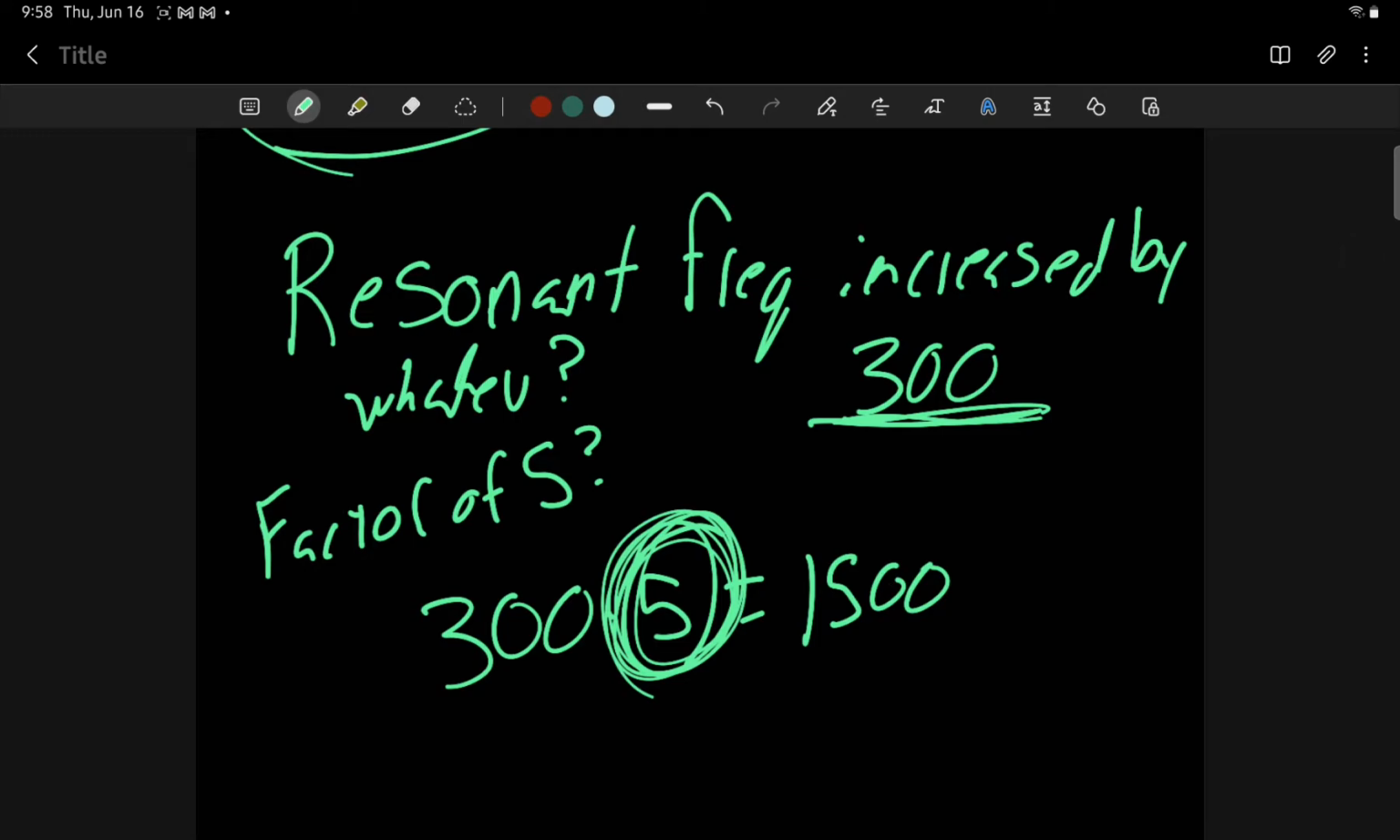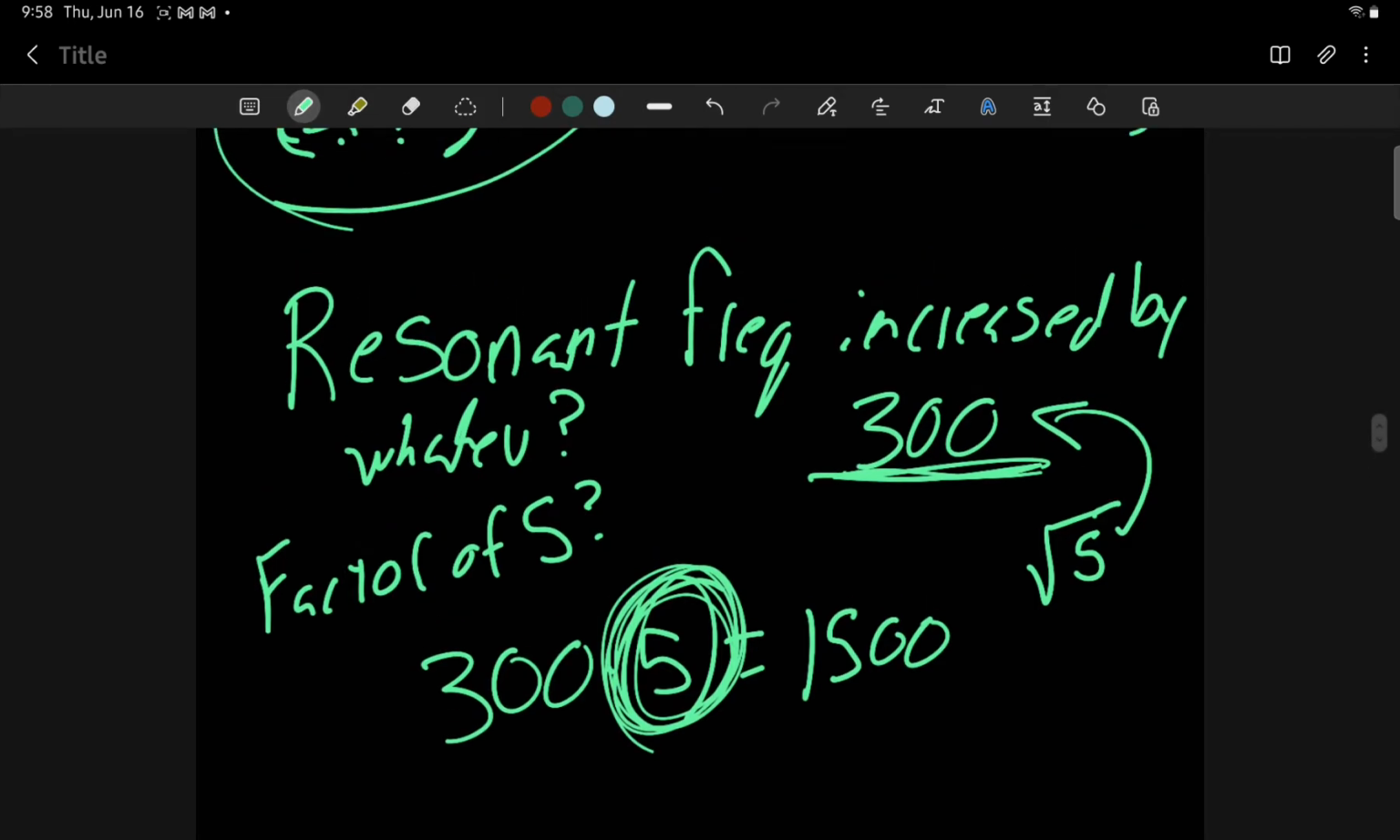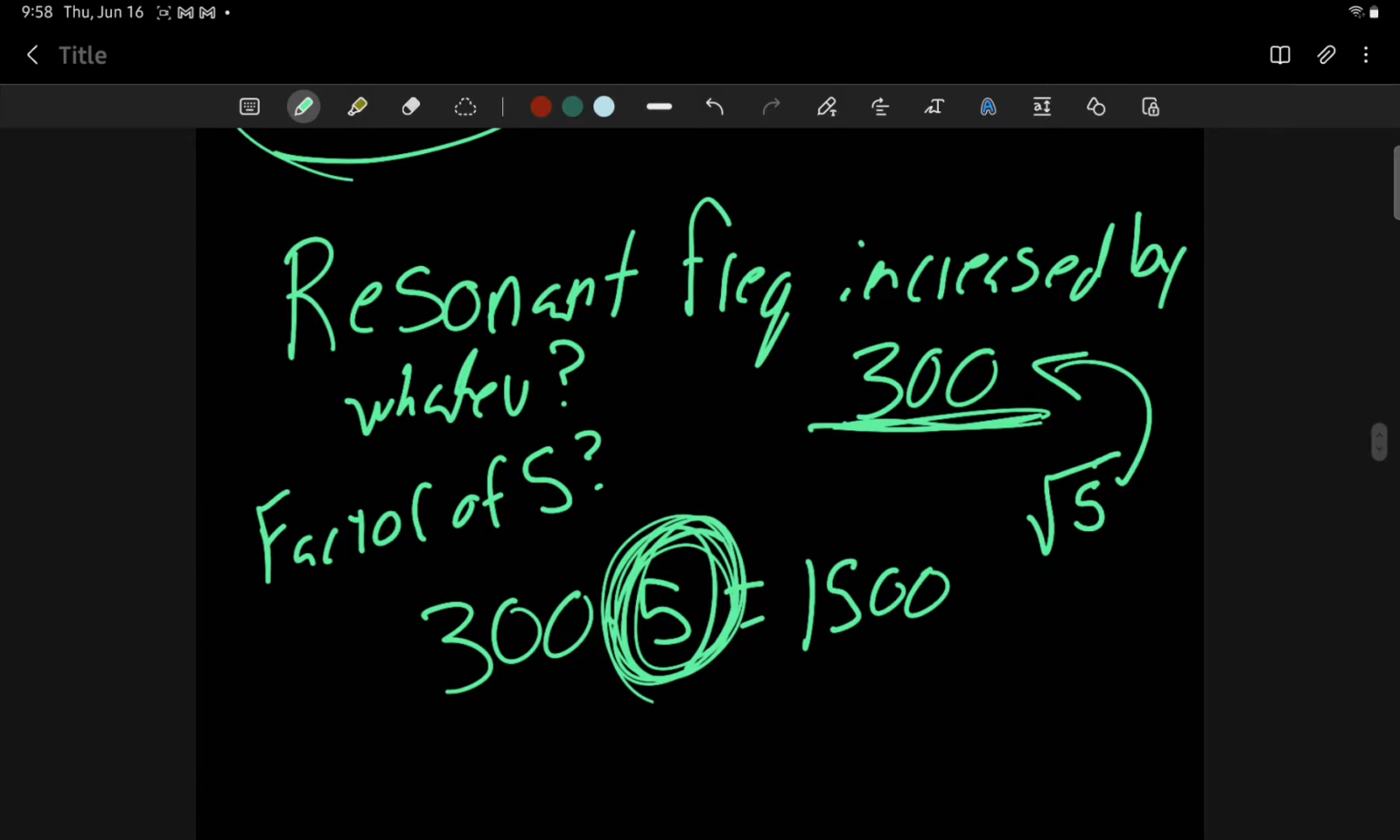A lot of you were trying to take the square root of what I gave you the factor for, and then multiply that by the resonant frequency. Which, yeah, that's totally true when you're doing the mass or the stiffness of the spring, but not for resonant frequency. So that was the other issue that I saw. Other than that, everybody did pretty well.